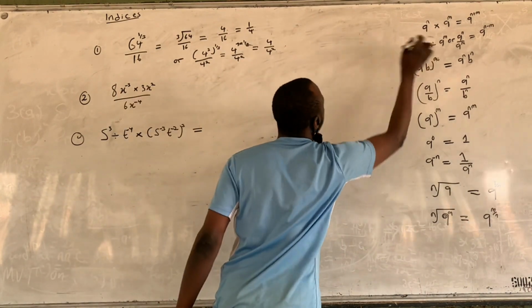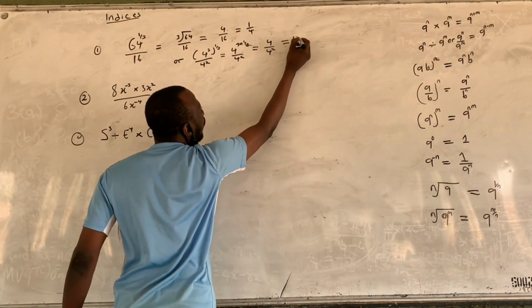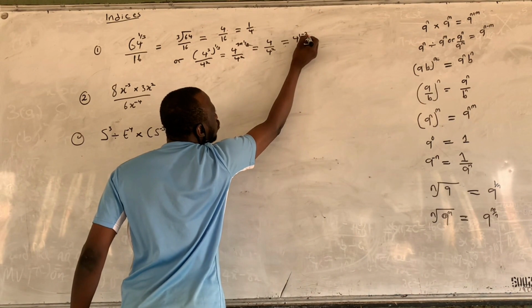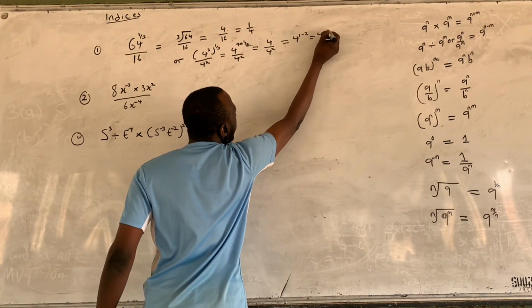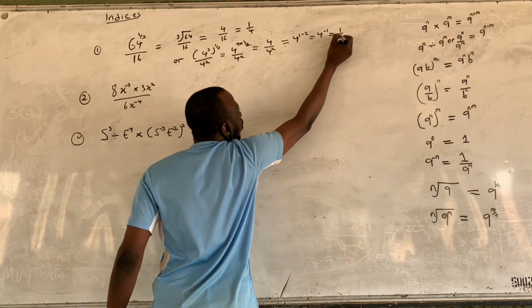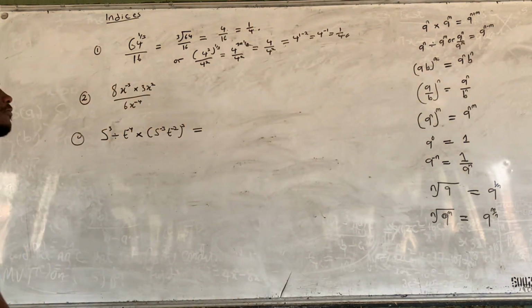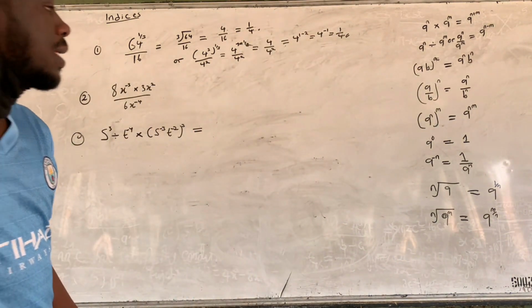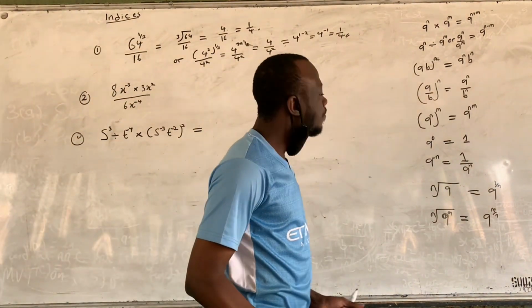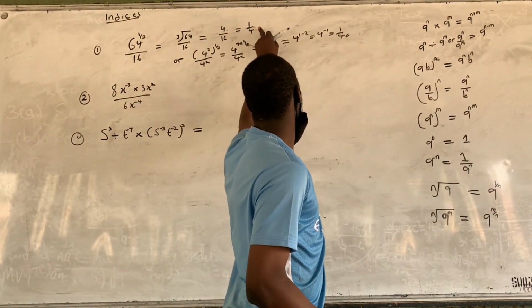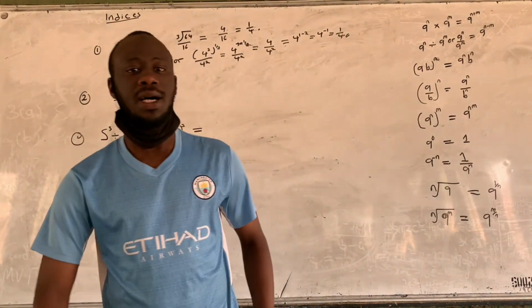This follows the same rule. We have 4 to the power of 1 minus 2, which equals 4 to the power of minus 1, which equals 1 over 4, just like in this case. If we take the first step or the second step, it is all the same. We will arrive at the same final answer.